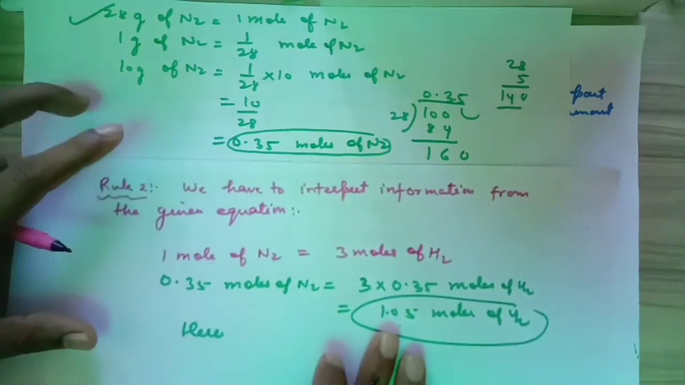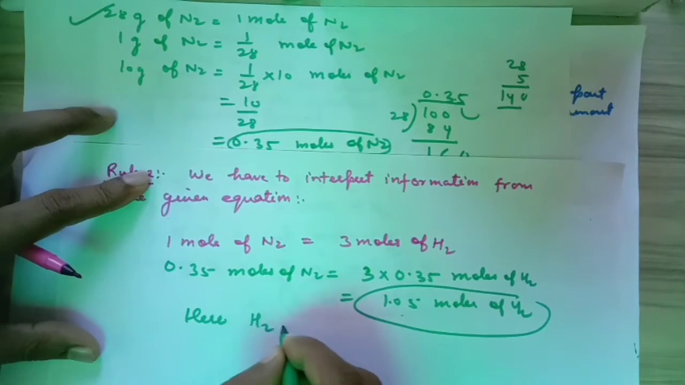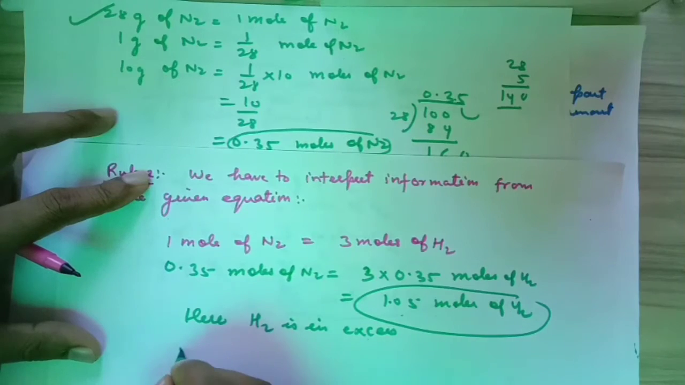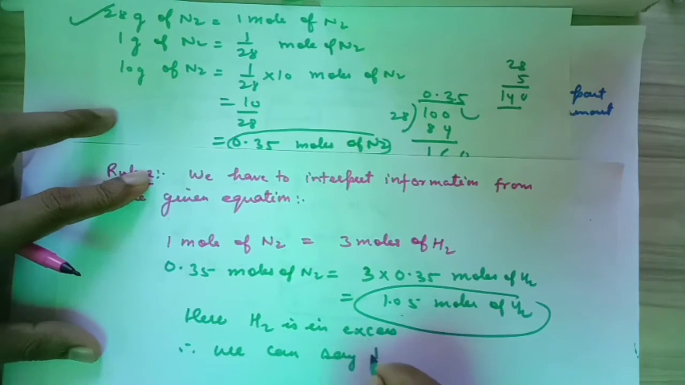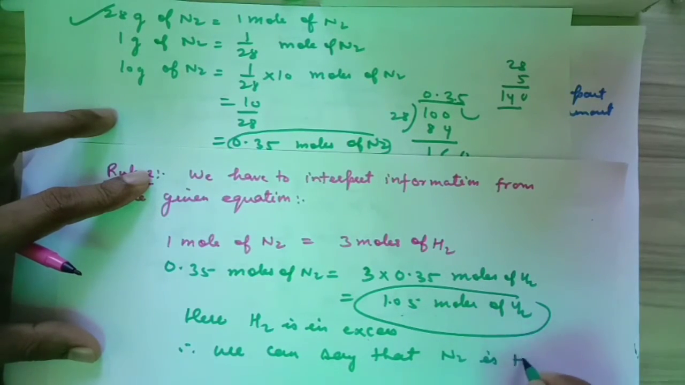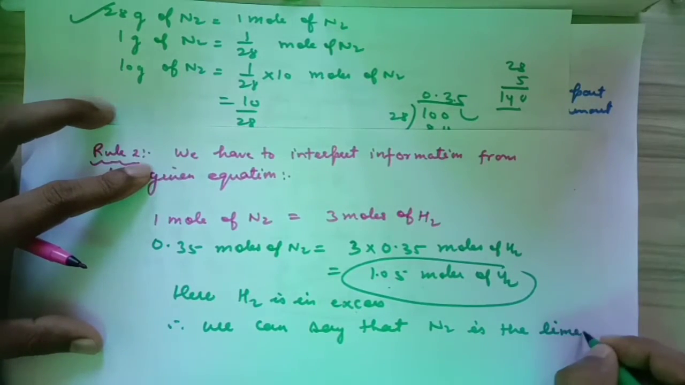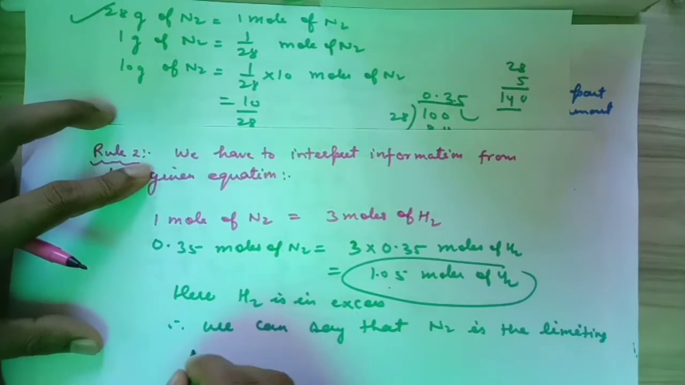Here S2 is in excess. Therefore we can say that nitrogen is the limiting reagent.